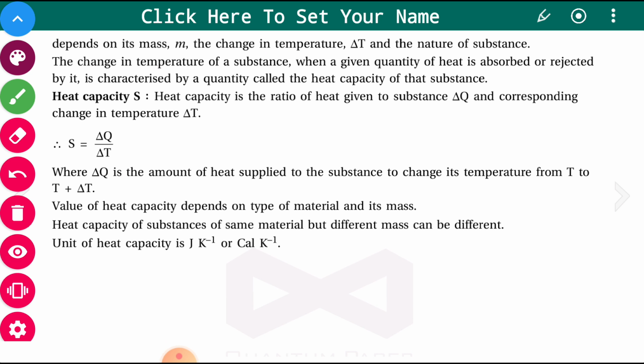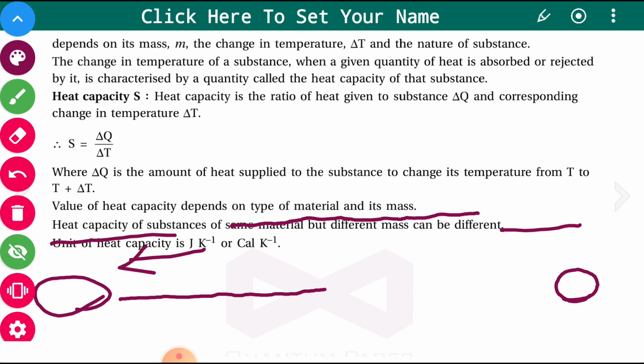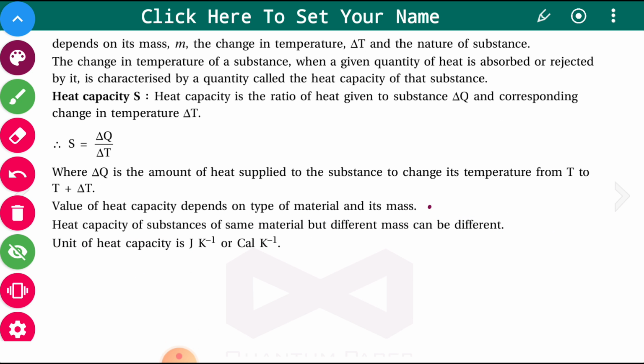The value of heat capacity depends on the type of material and the mass. This is very important. On these factors, type of material and mass, the value of heat capacity depends. Heat capacity of a substance of the same material but different mass can be different, and the unit of heat capacity is joule per Kelvin or calorie per Kelvin.